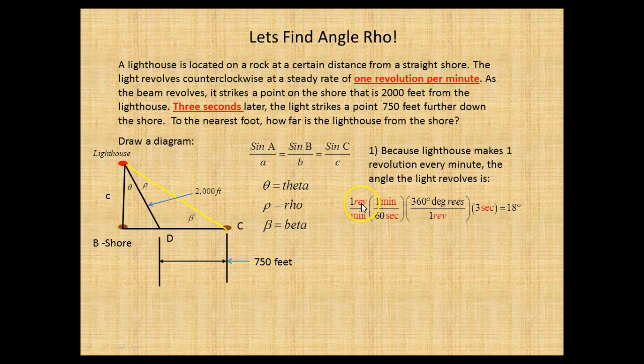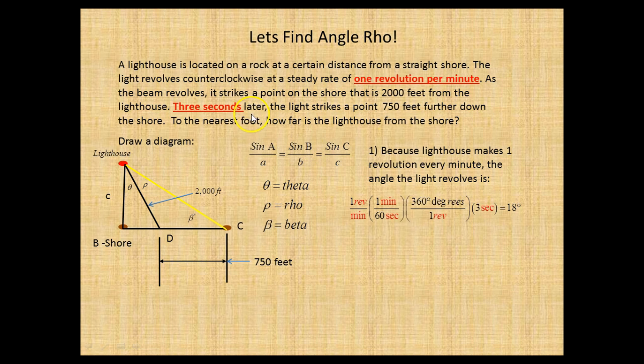Okay. Well, how do we get rid of revolutions? We have 360 degrees as 1 revolution, so it's 360 degrees on the top per 1 revolution on the bottom. Well, revs cancel. And now, we've gotten rid of minutes, we've gotten rid of revs, and all we have left is seconds. How do we get rid of seconds?